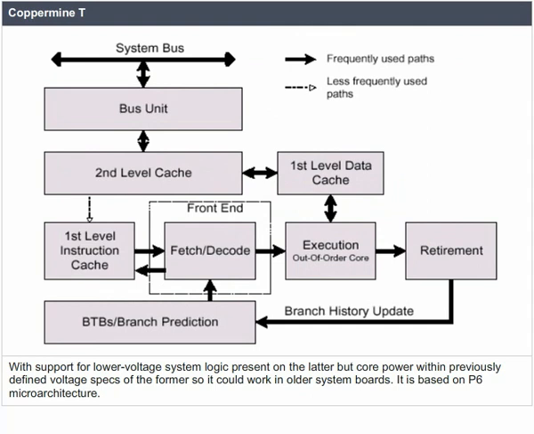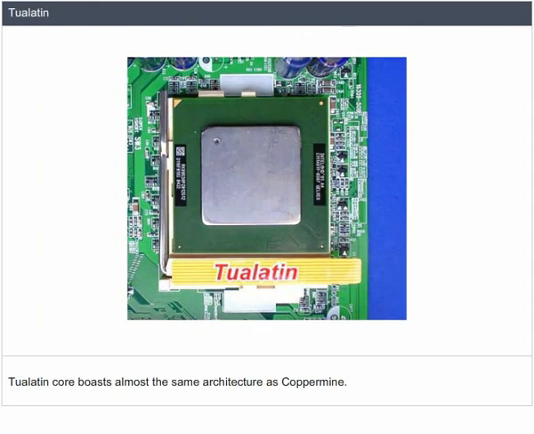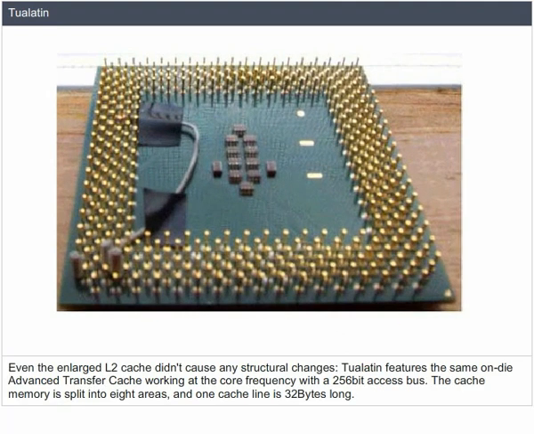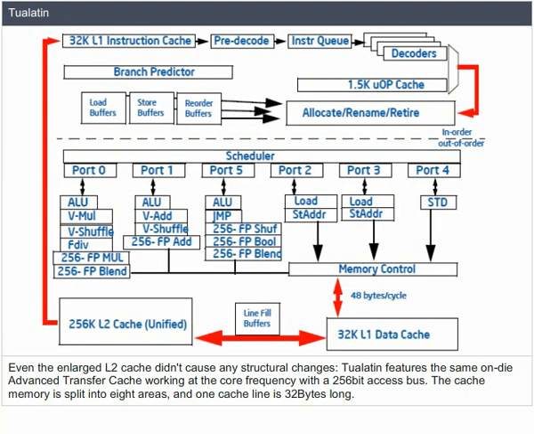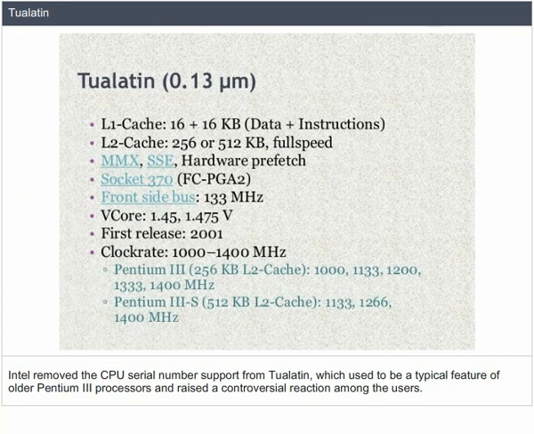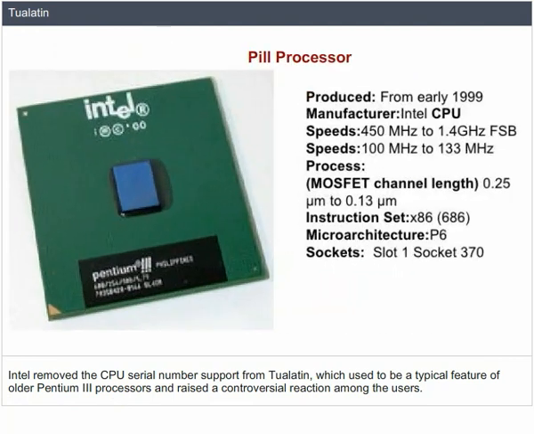Tualatin. Tualatin core boasts almost the same architecture as Coppermine. Even the enlarged L2 cache didn't cause any structural changes. Tualatin features the same on-die advanced transfer cache, working at the core frequency with a 256-bit access bus. The cache memory is split into 8 areas, and one cache line is 32 bytes long. Intel removed the CPU serial number support from Tualatin, which used to be a typical feature of older Pentium 3 processors, and raised a controversial reaction among the users.